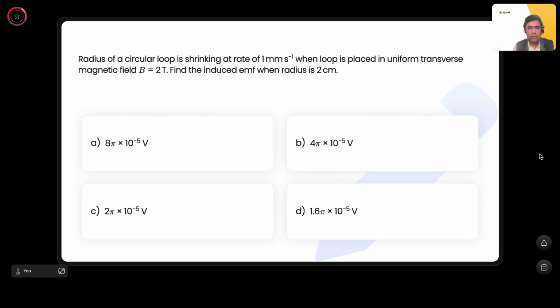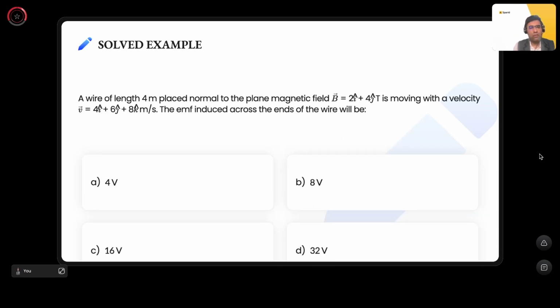Next question. A wire of length 4 meter, placed normal to the plane of the magnetic field 2 i cap plus 4 j cap, is moving with velocity 4 i cap plus 6 j cap plus 8 k cap. The induced EMF. So see, induced EMF is B V into L, and when we do it, it will be L into V cross B. So we have to take the perpendicular components, because B, V, and L are all perpendicular to each other basically.